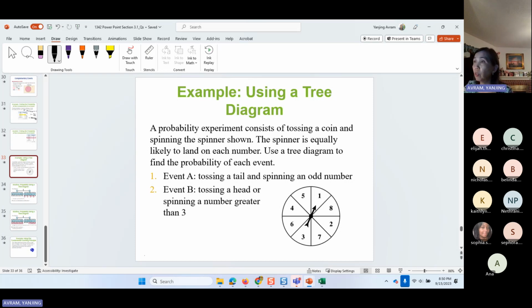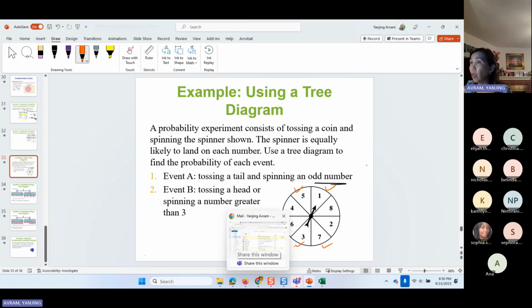So now you need to say what the odd numbers are. The odd numbers can be 1, 3, 5, and 7. So how many odd numbers are in here? We have 4 odd numbers. And this is the coin toss; the coin can be either head or tail. Event B is tossing a head or spinning a number greater than 3.